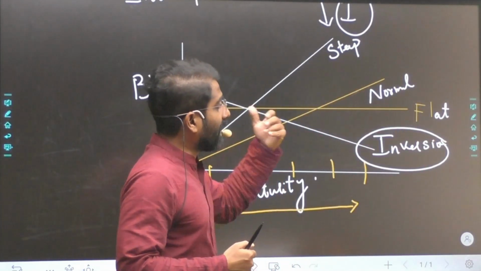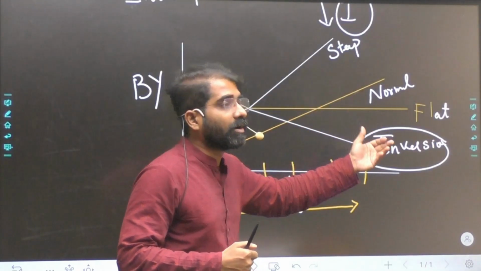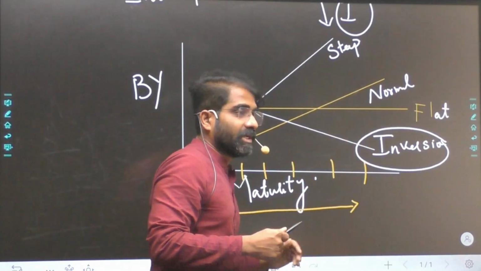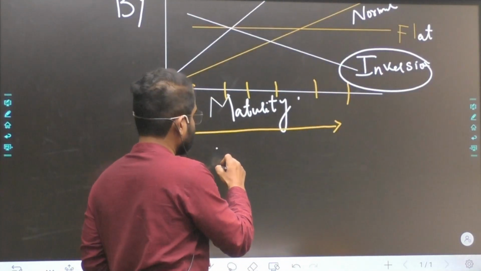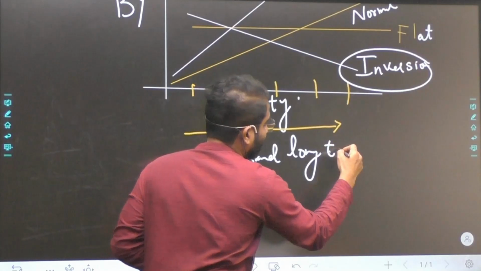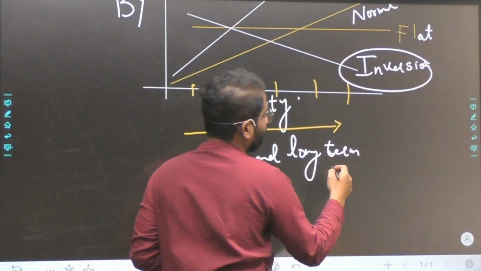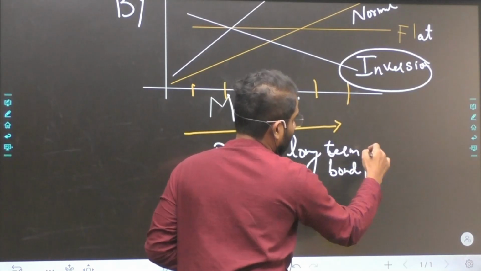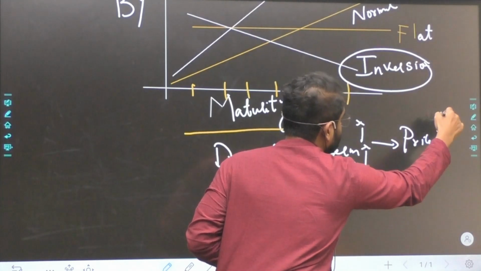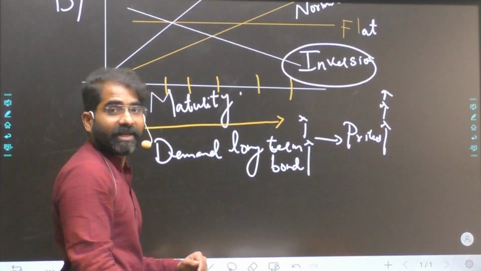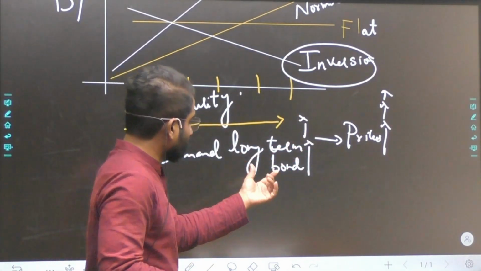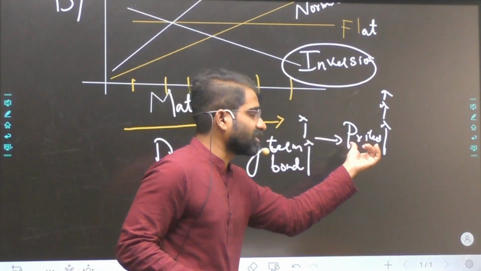So what will happen if people are buying more long-term bonds? They are putting their money into long-term bonds, which means demand for long-term bonds, where the maturity period is high, will increase. When demand is increasing, automatically the prices of these long-term bonds are going to increase. This is what we have to understand. Because people are investing in long-term as short-term is risky, demand for long-term bonds is increasing, and so are their prices.